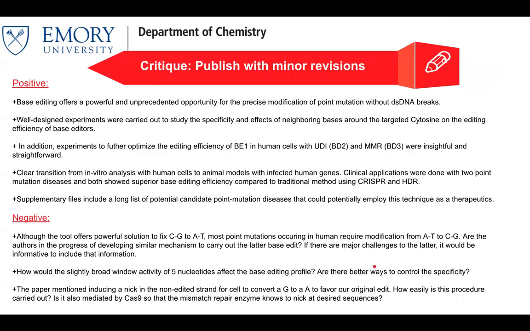So some of the positives and negatives of the paper is that one, it offers a very powerful tool to precisely modify a point mutation, changing a C into a U without causing DNA breaks. It also had very well-designed experiments to study the specificity and effects of neighboring bases around a targeted cytosine. And they also set out to optimize the editing efficiency of the first generation base editing method in human cells with the uracil glycosylase inhibitor with the second generation and a way to bypass the mismatch repair with the third generation.